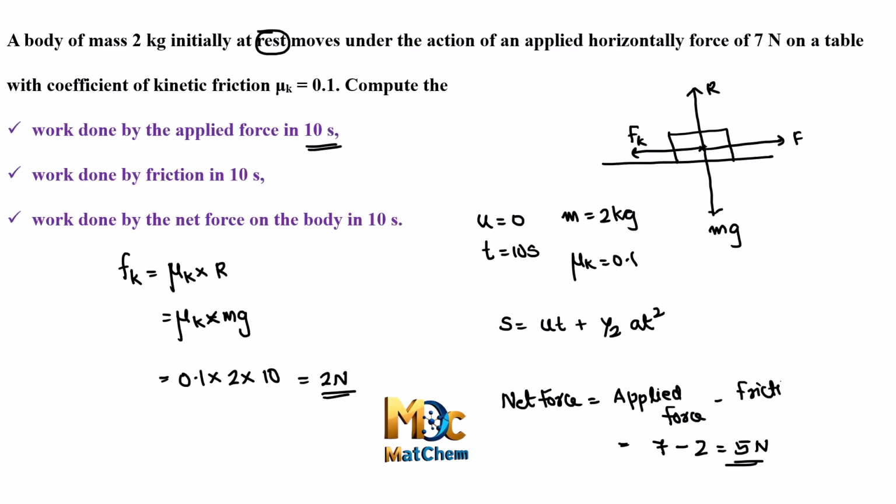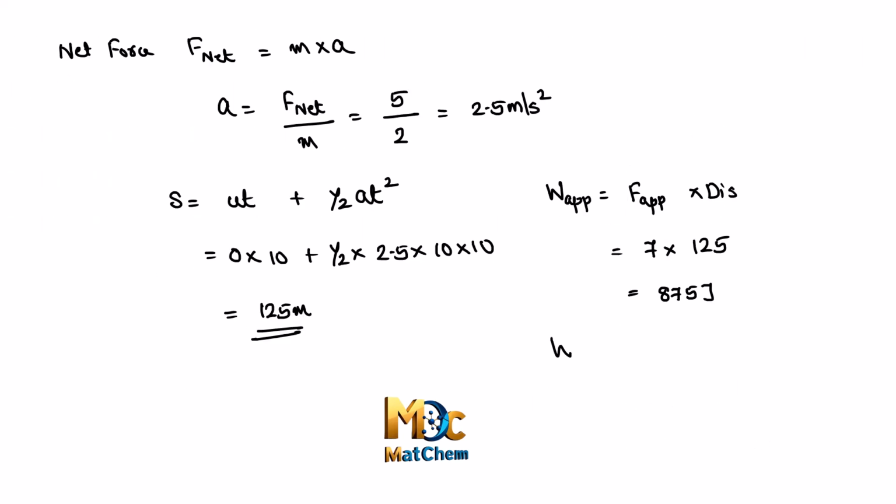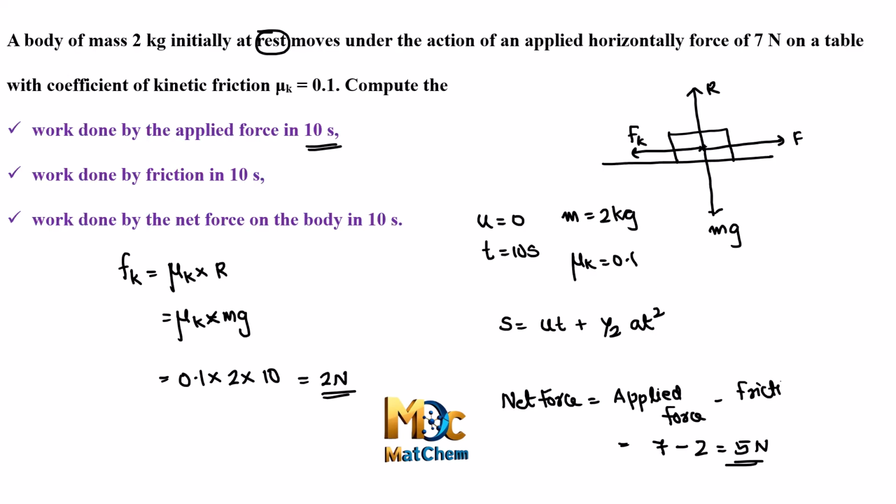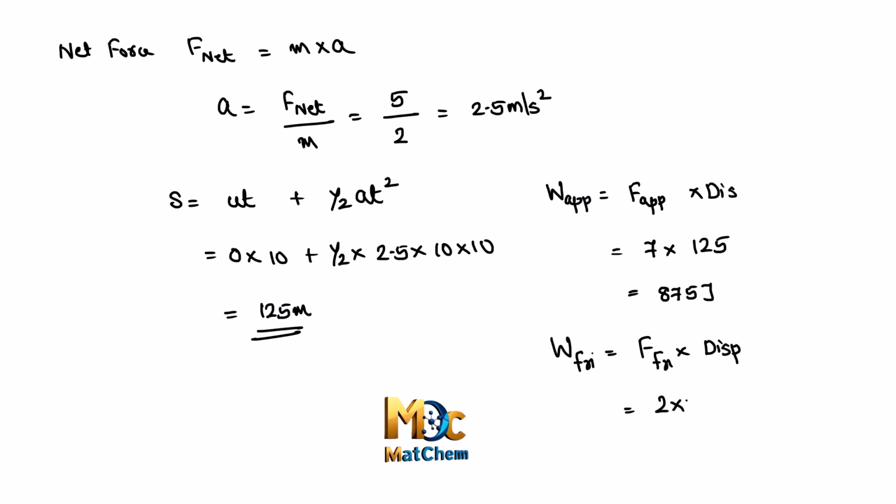The second question is, what is the work done by the frictional force? The work done by the frictional force is equal to the frictional force multiplied with the displacement. The frictional force is 2 Newton, and the displacement is equal to 125. So that is equal to 2 into 125, which is 250 joules. But we know that the frictional force is acting in the opposite direction to the applied force, so this will become negative, that is minus 250 joules.